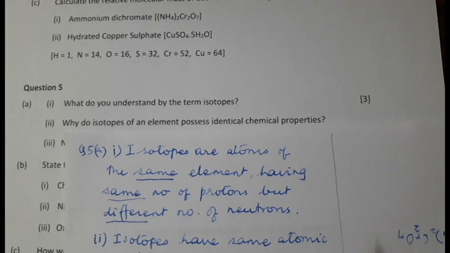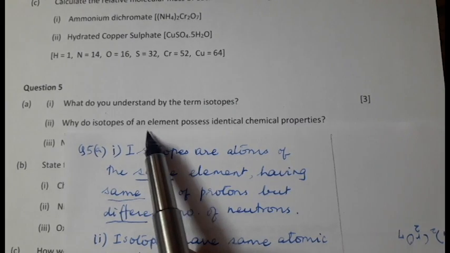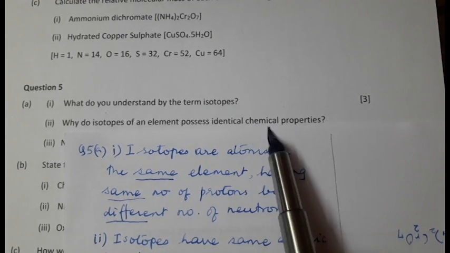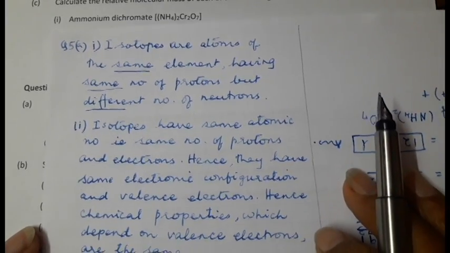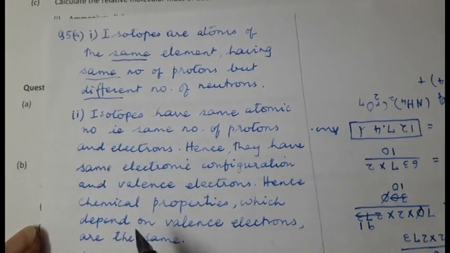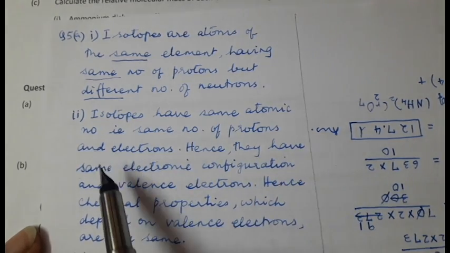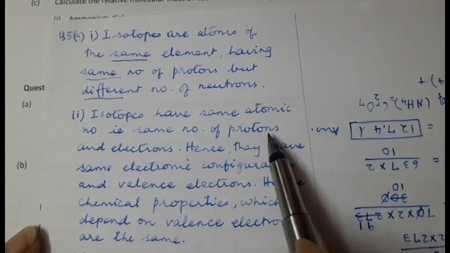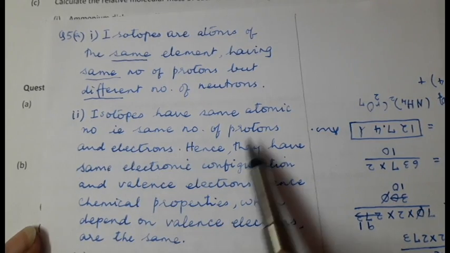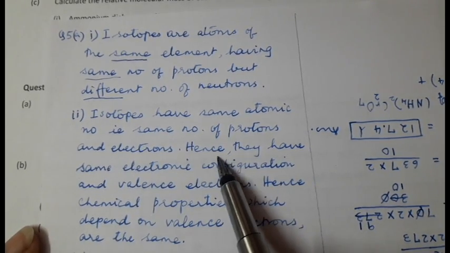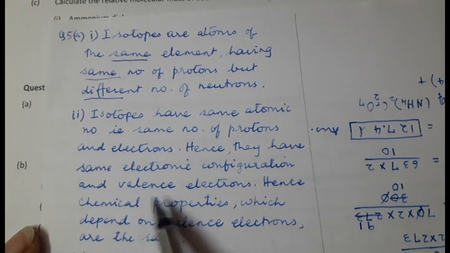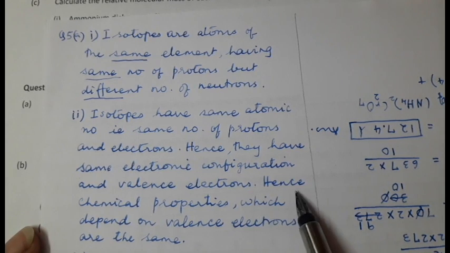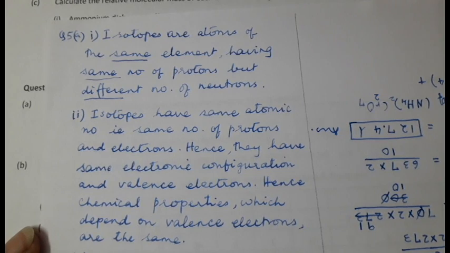Why do isotopes of an element possess identical chemical properties? Now we already know what isotopes are, and so let us look at the answer. Isotopes have same atomic number, that is same number of protons and electrons. As many protons, those many electrons. Hence, they have same electronic configuration and same number of valence electrons. Hence, chemical properties which depend on valence electrons are the same.